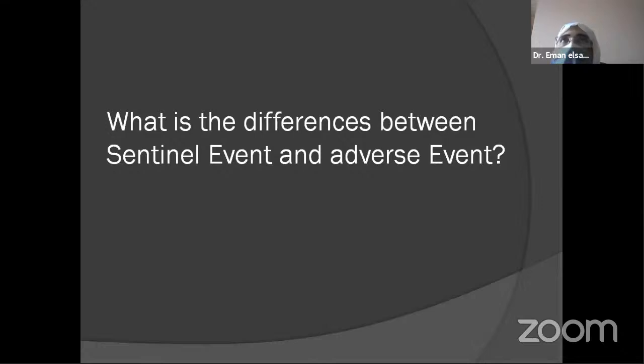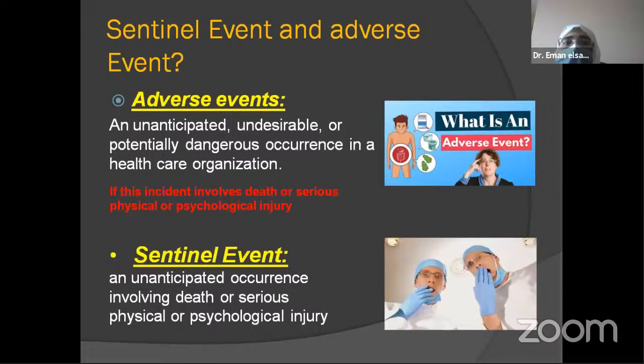Before, when we discussed the error types or potential types, we said at-risk behavior, near miss, adverse event, and sentinel event. So what is the difference between a sentinel event and an adverse event? An adverse event is an unanticipated, undesirable, or potentially dangerous occurrence in a healthcare organization. An incident involving serious physical or psychological injury is called a sentinel event.